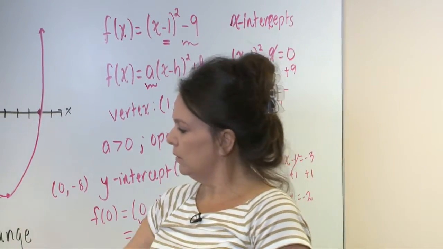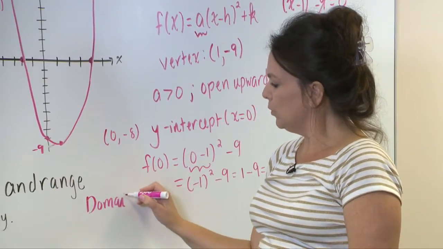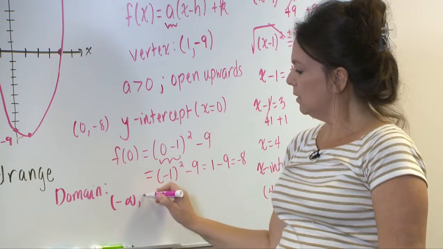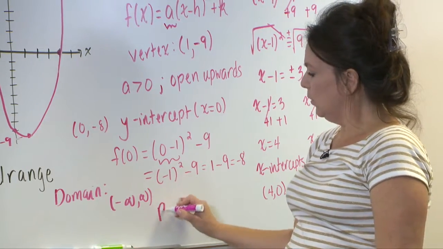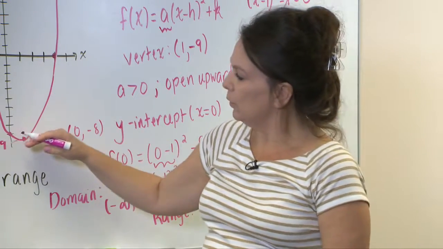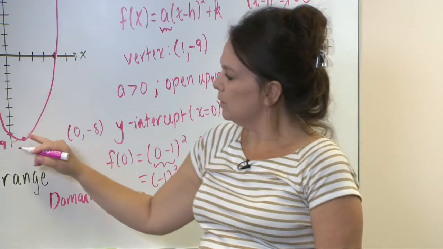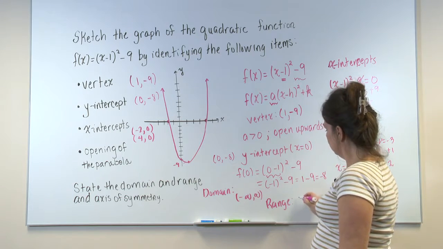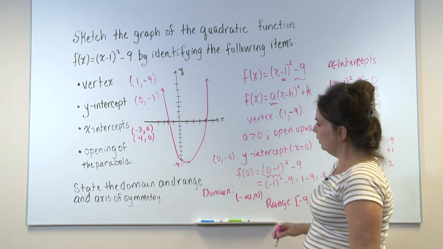I'd also like to state the domain and range. So the domain of a quadratic is going to be all real numbers. And so that's negative infinity to positive infinity using interval notation. The range, looking at the graph, we have a low value or a minimum, and the smallest y value corresponds to the second coordinate or y value of the vertex, which was negative 9. So the range is negative 9 to infinity.